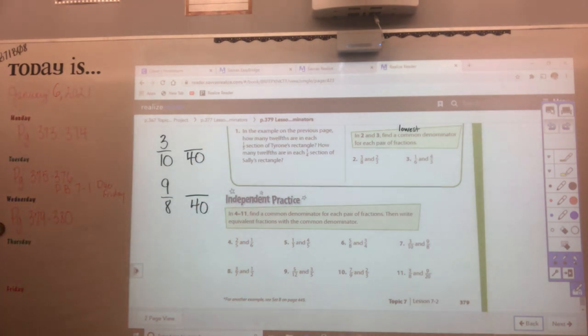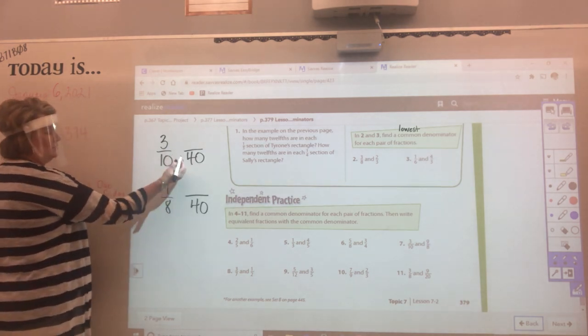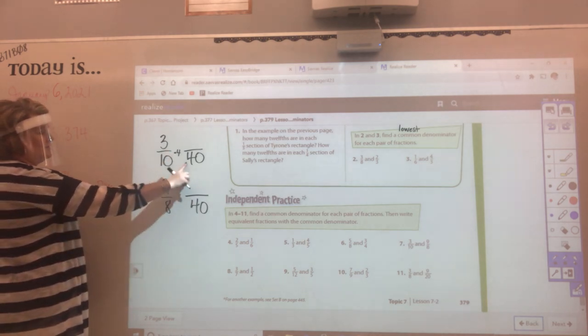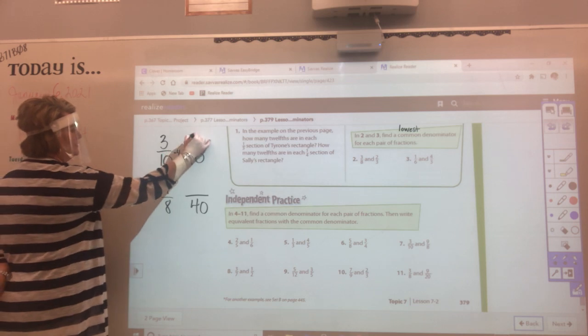So on the top, how do we go from 10 to 40? What do we multiply by? 4. So if we multiply the bottom times 4, we're going to multiply the top times 4. What's 3 times 4? Good.